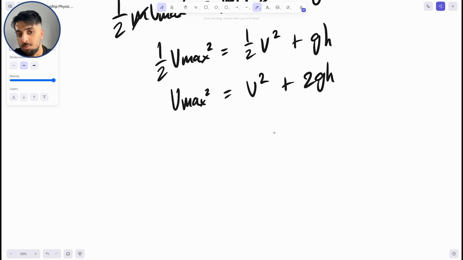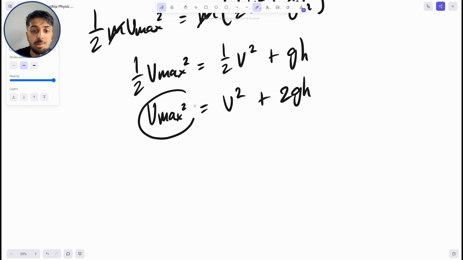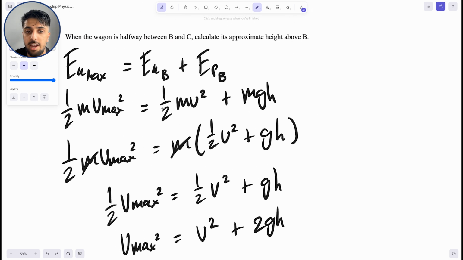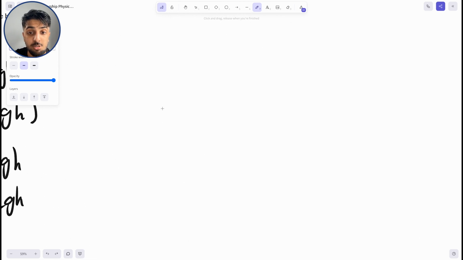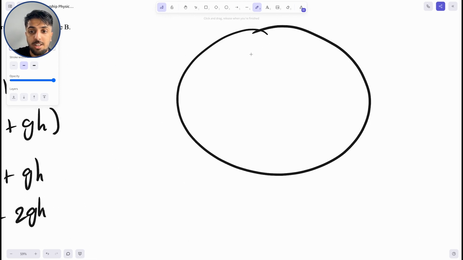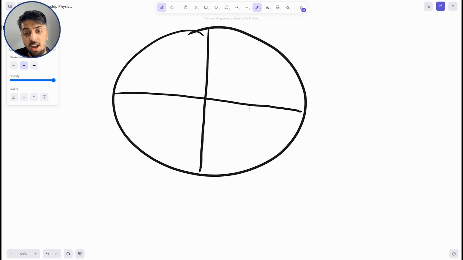Okay, so at this point, we can see we know our Vmax, which is what we found in the previous question. We know g, which is just 9.81. We're trying to find h, so what we don't know is our velocity at point B. And to find the velocity, we can use our reference circle. As we know, this is in simple harmonic motion, so we can draw our reference circle right here. If we know that the wagon has moved halfway between point B and point C, we can say it's approximately right here on the reference circle.